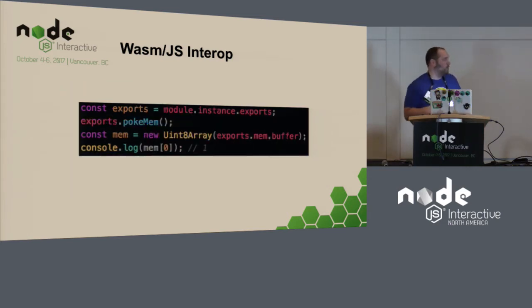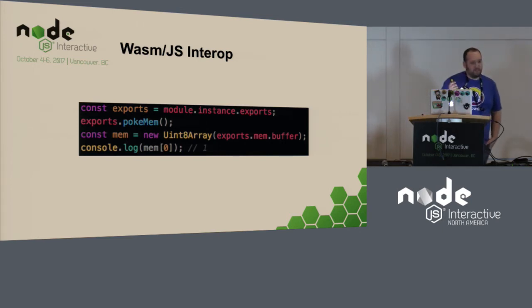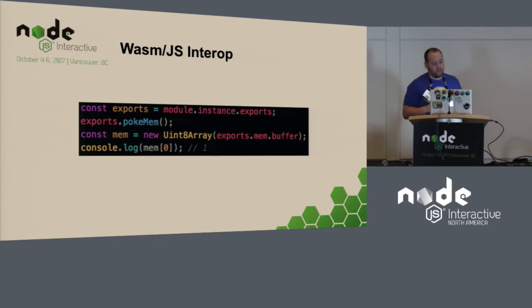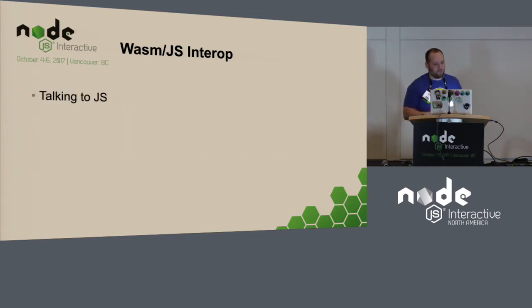How about our poke memory function? So let's go ahead and run it. And you can see in exports.mem, that was the thing we exported, we have access to a buffer instance. Let's create a new view on that. It's a Uint8Array, and if we access the first one, we can see that it is in fact 1. So that's great. We manipulated memory in WebAssembly.